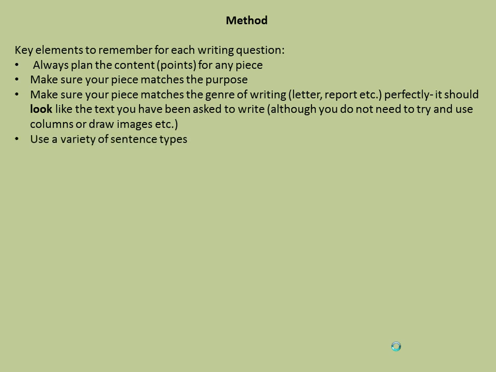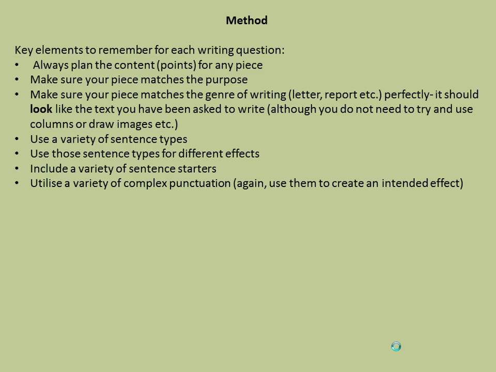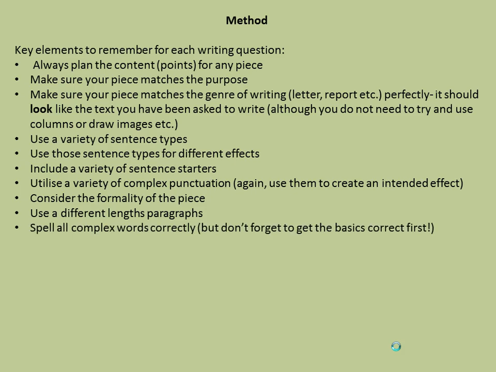You need to use a variety of sentence types: simple, compound, complex. You need to use different sentence types for effect if we can. We need to make sure we've got a variety of sentence starters, not just "next", "the". We need to make sure we use complex punctuation, trying to use it for effect where possible. So this is where you'll be using your semicolons, your brackets. You need to also consider formality. Is this a very formal or informal piece? We need to think about our paragraph lengths. Make sure we use different lengths of paragraphs. We need to make sure we spell all complex words correctly. However, obviously, make sure we get the basics right first.